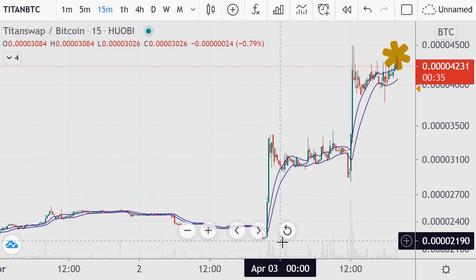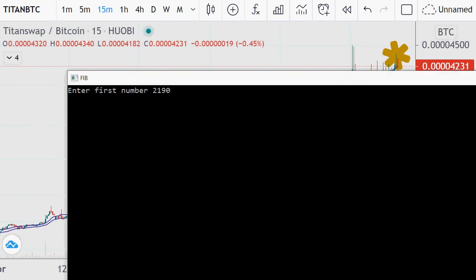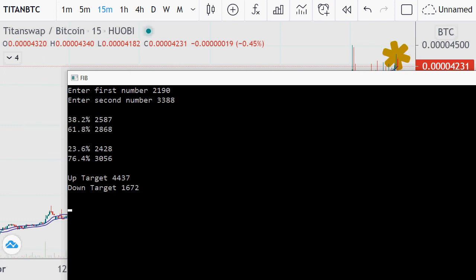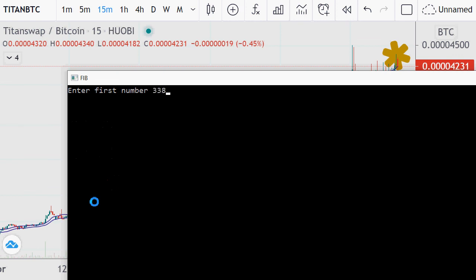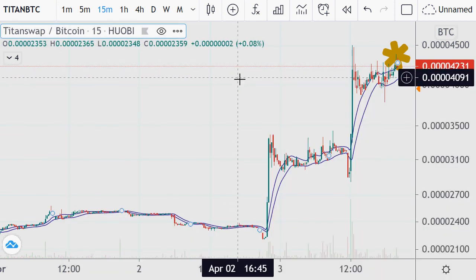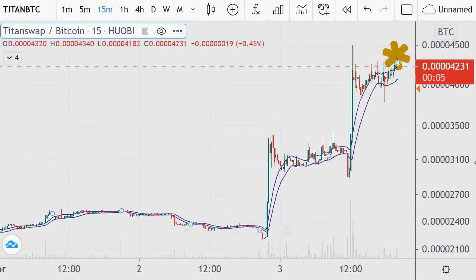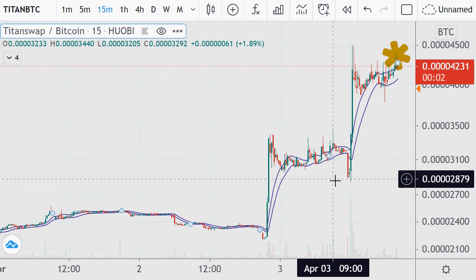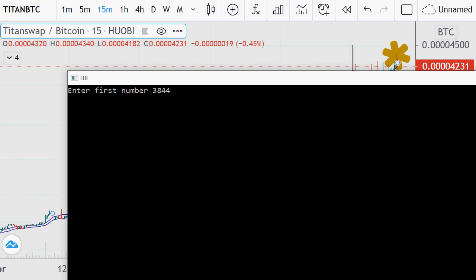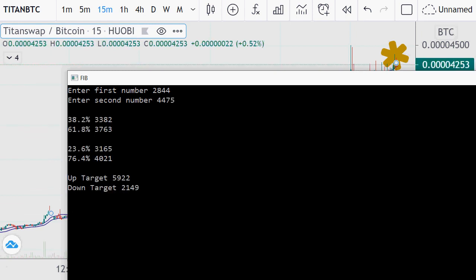3388. It's a breakout low of 2190. I mean, rounding area numbers all work. And again, I'm looking for the 38.2 number, so 3388 and 2587. So that up target was 40, which is the congestion area. I might as well even just use this one here, I mean, for the target. So 2844, 4476. So that's 3382.